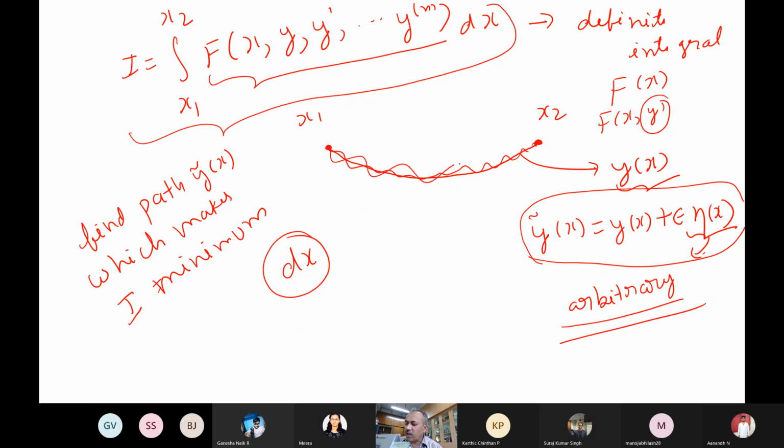I am having several paths. Among all these paths, I am finding which path will make my thing minimum. So here we use this symbol, del x. This is the most important thing.